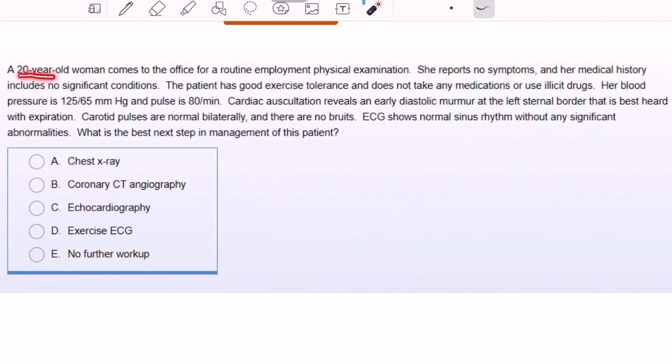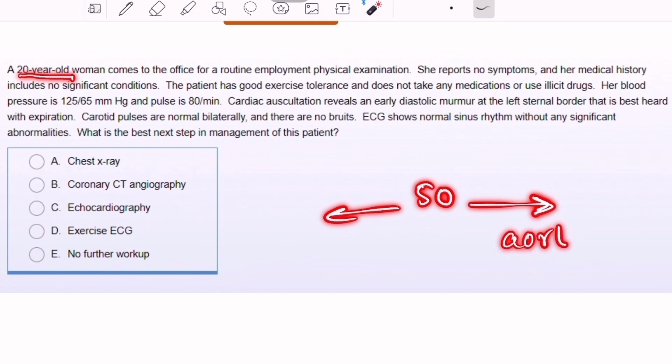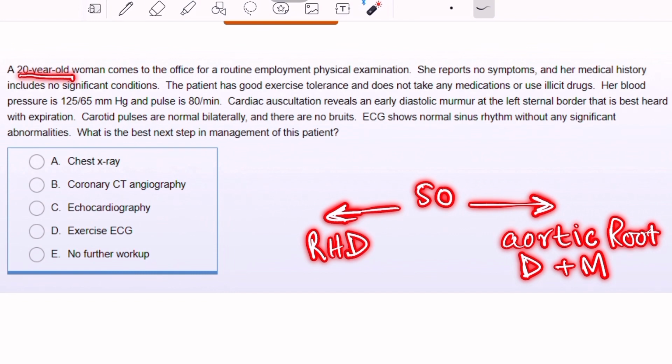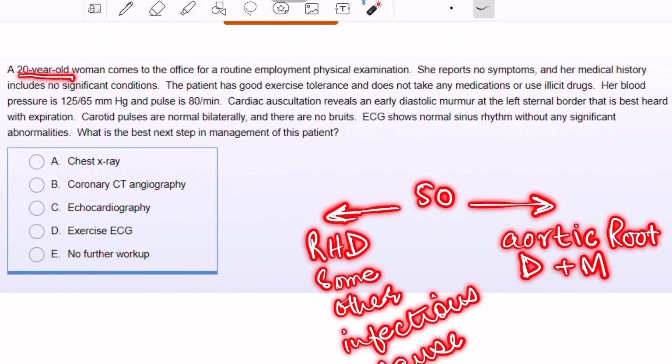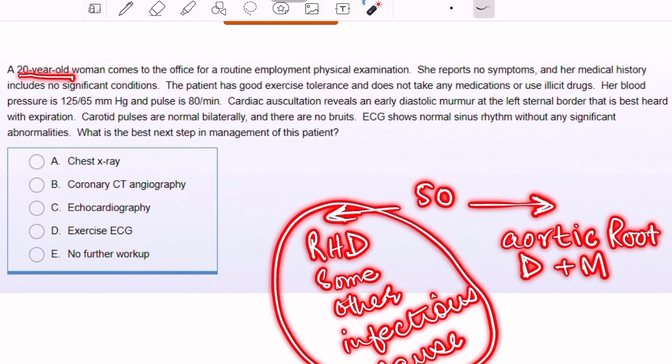So, a 20-year-old woman. So, if you remember, we discussed causes from 50 plus and below 50. The causes above 50 was aortic root dilatation and Marfan syndrome. And the causes below 50 were rheumatic heart disease and some other infectious cause. Since this patient is below 50, we could rule this in, okay?